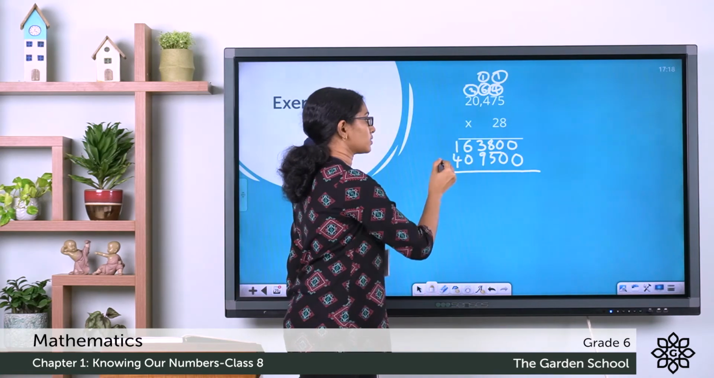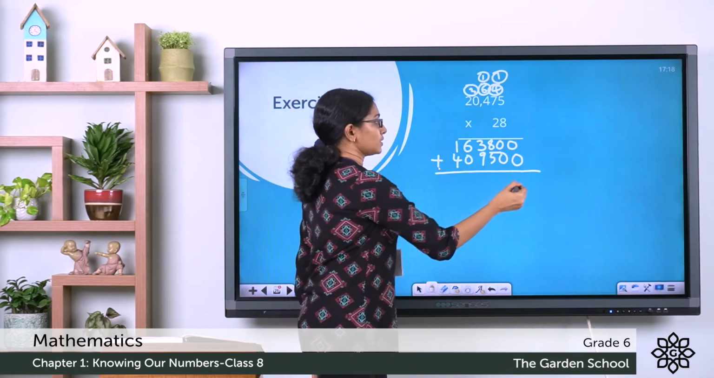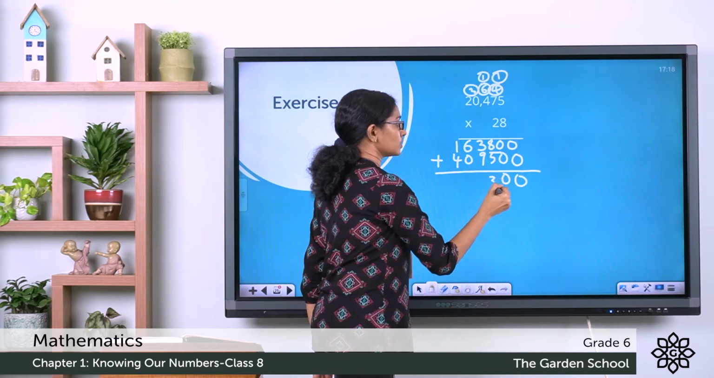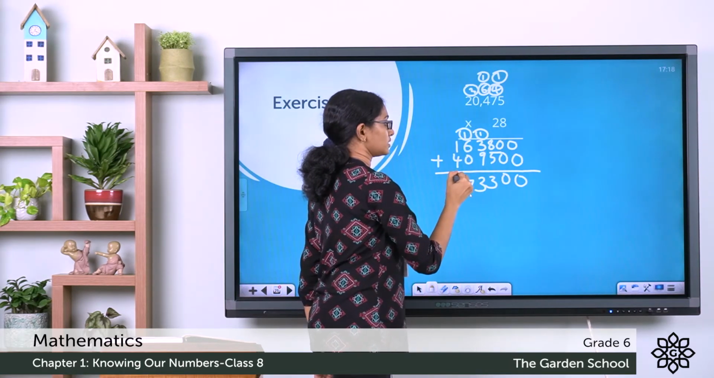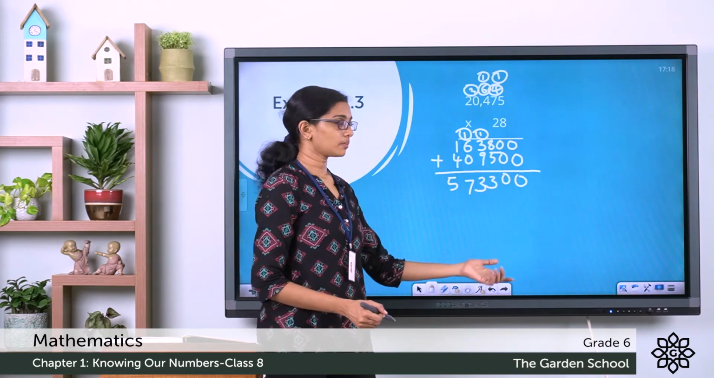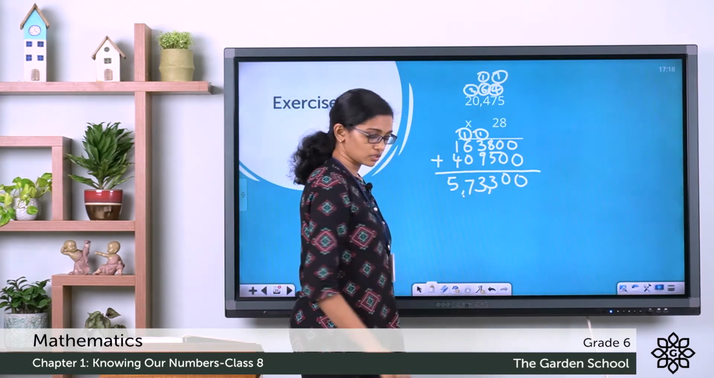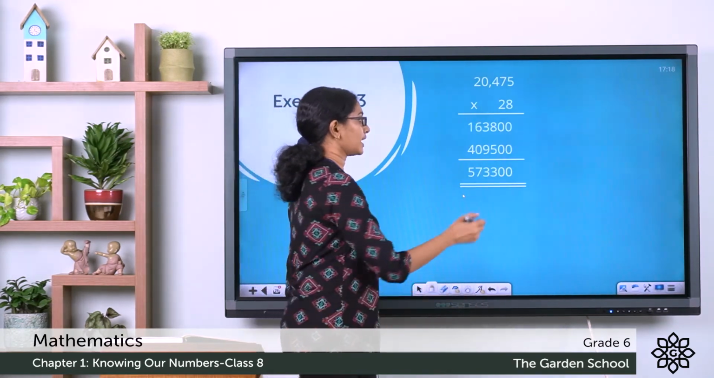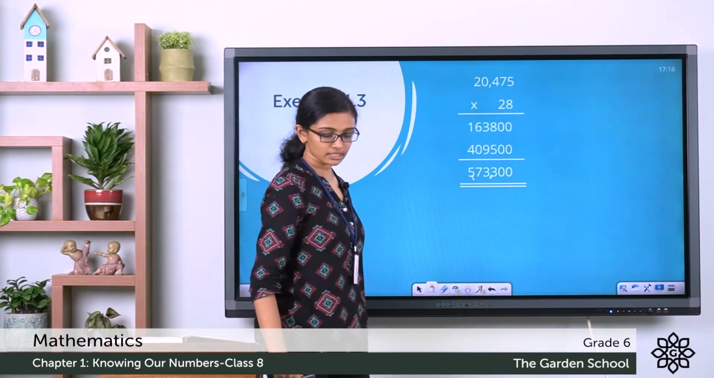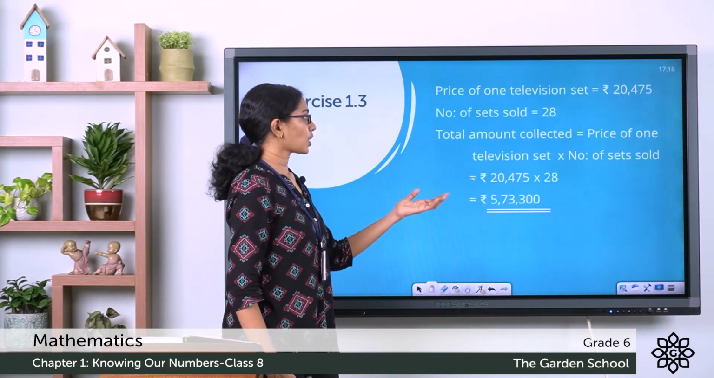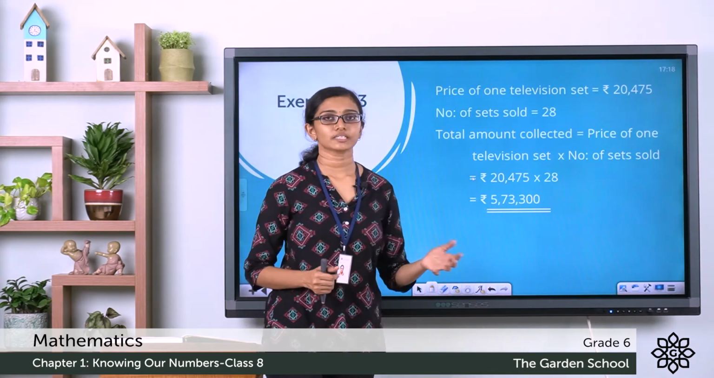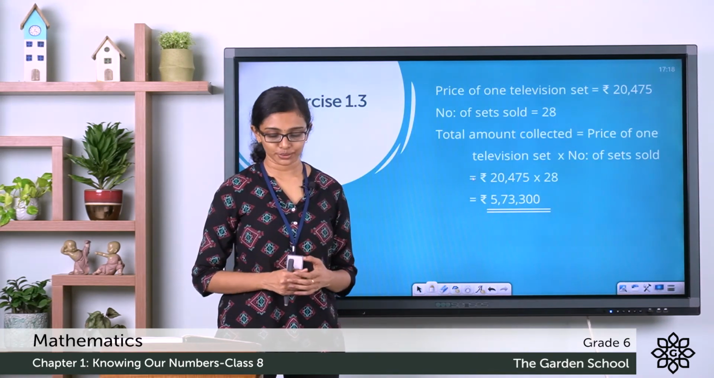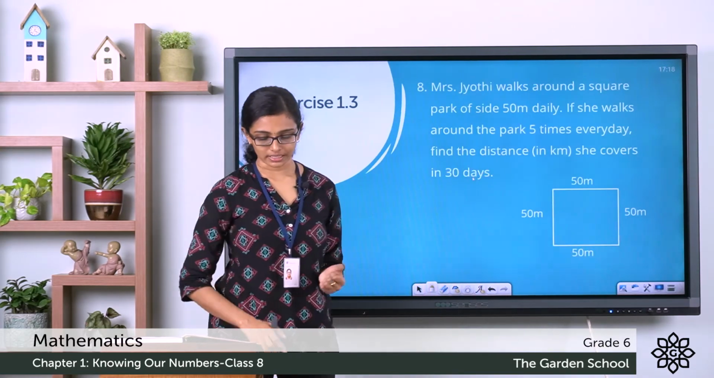So, here we are going to add the two products. We get 0, 0, here 3, here it becomes 7. Now, let us insert commas to separate the periods. So, the number here is 5,73,300. So, the total amount collected is equal to rupees 5,73,300. Hope this is clear to you. Now, let us move on to the 8th question.